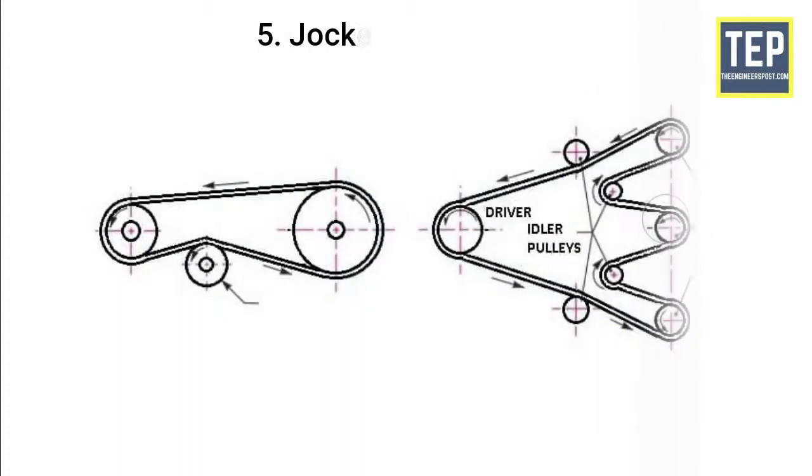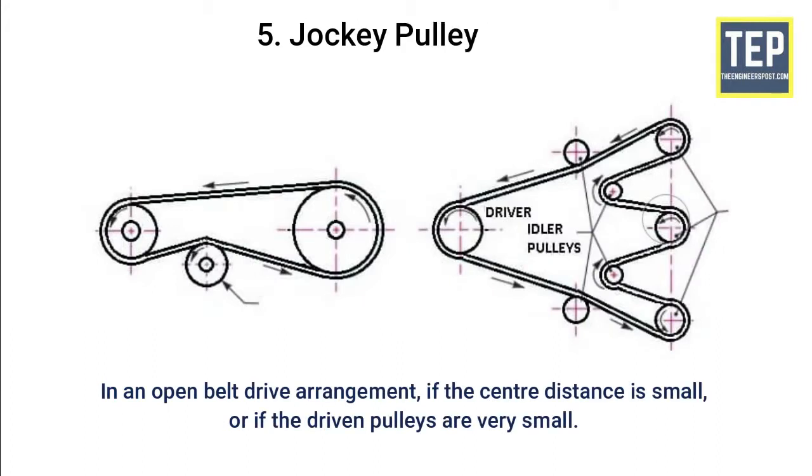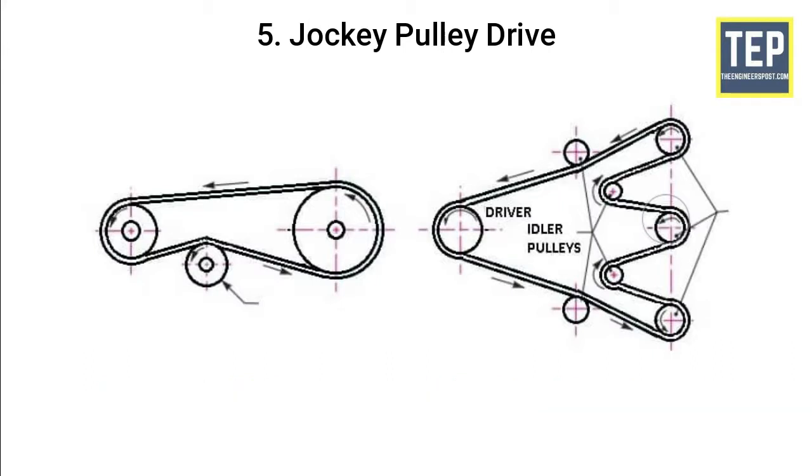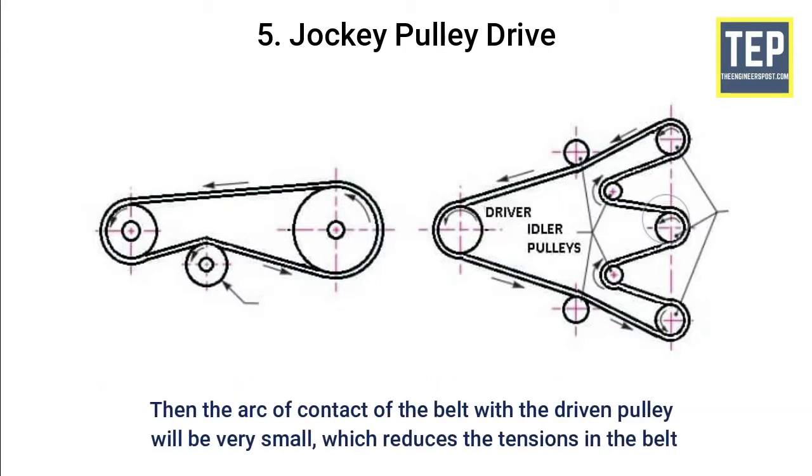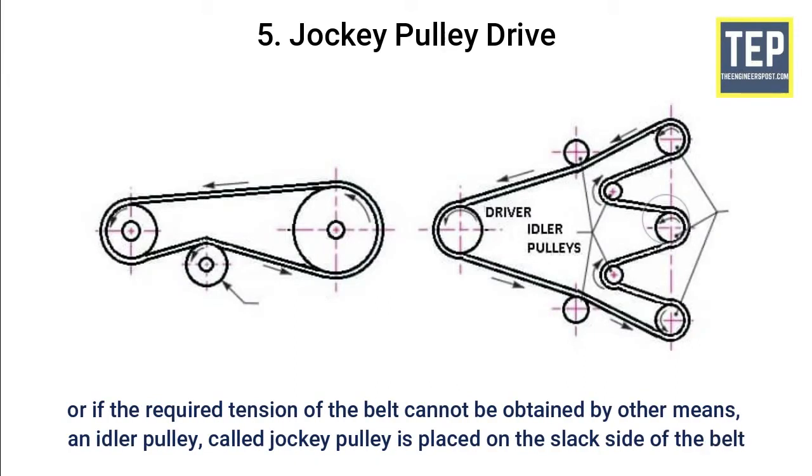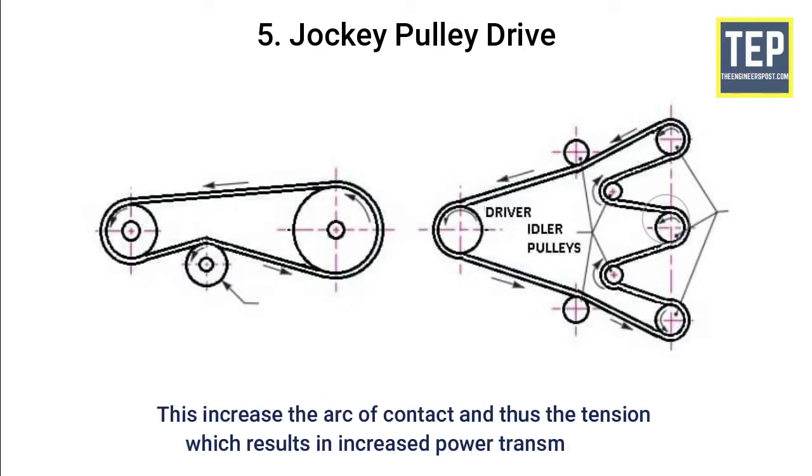Jockey pulley drive. In an open belt drive arrangement, if the center distance is small, or if the driven pulleys are very small, then the arc of contact of the belt with the driven pulley will be very small, which reduces the tensions in the belt. Or if the required tension of the belt cannot be obtained by other means, an idler pulley, called a jockey pulley, is placed on the slack side of the belt. This increases the arc of contact and the tension, which results in increased power transmission.